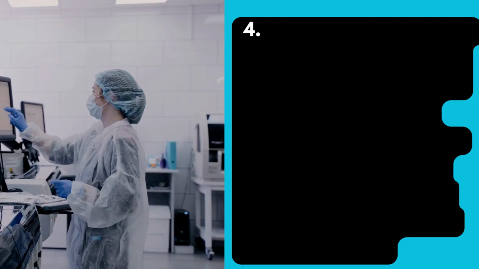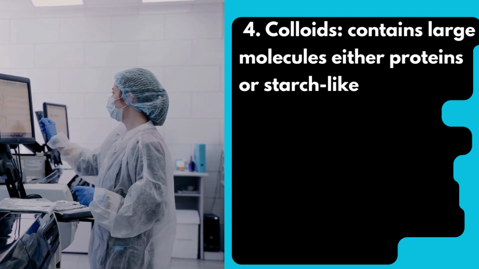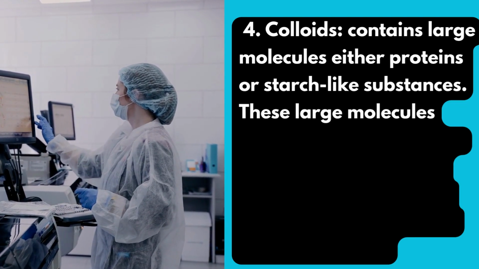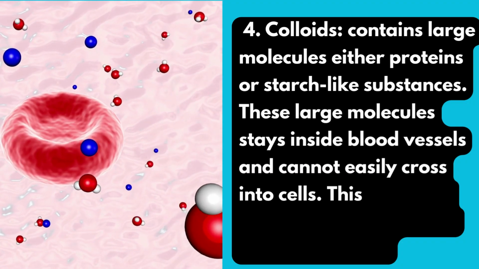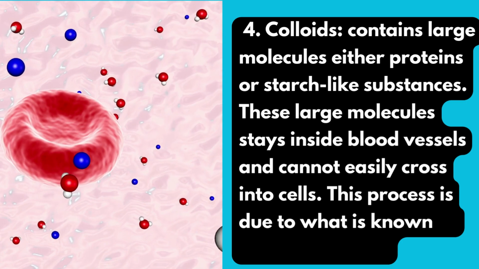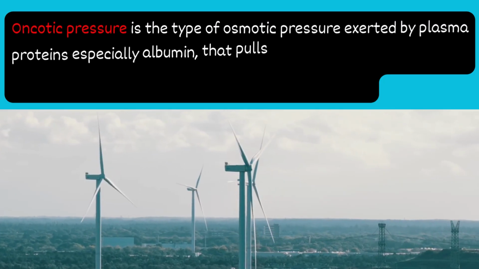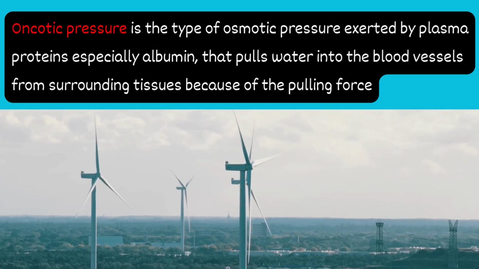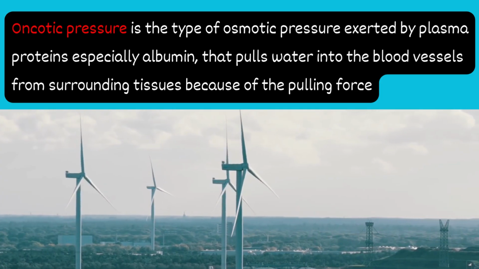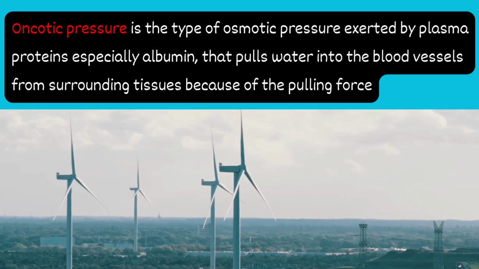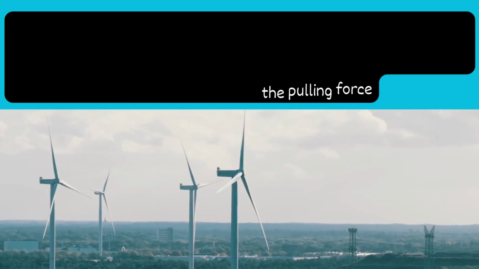Finally, number four, we have colloids. Colloids contain large molecules, either protein or starch-like substances. These large molecules stay inside blood vessels and cannot easily cross into cells. This is due to what is known as the oncotic pressure. Oncotic pressure is the type of osmotic pressure exerted by plasma proteins, especially albumin and starch-like substances, that tends to pull water into the blood vessels from surrounding tissues because of the pulling force.